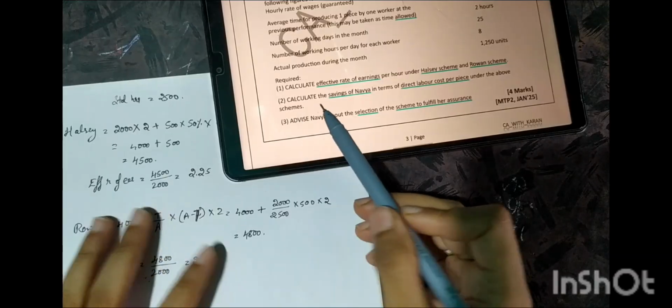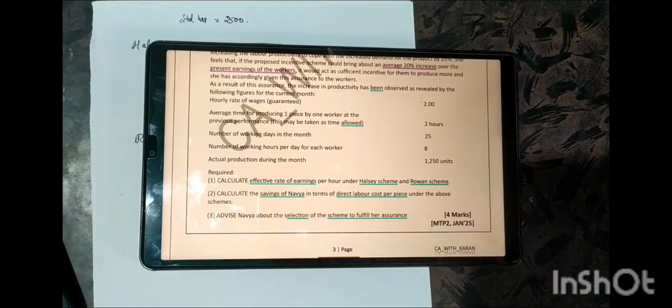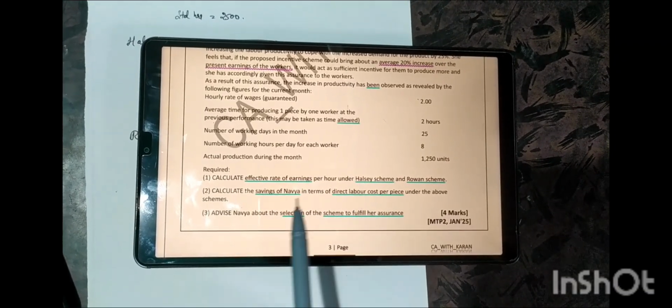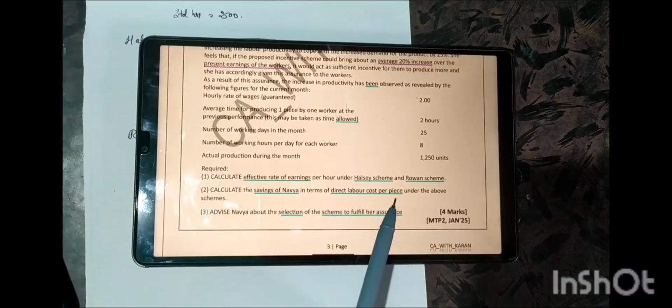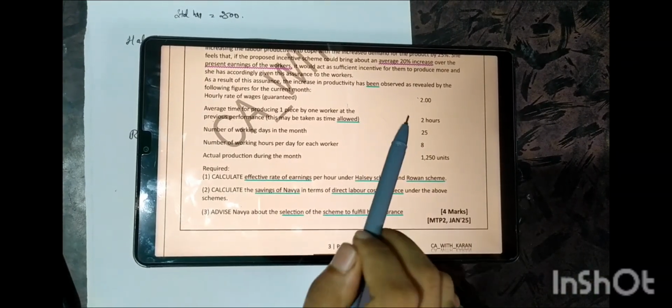The second question is: calculate the savings of Navya in terms of direct labor cost per piece under the above schemes. So what is her savings? They are asking for savings in terms of direct labor cost per piece. So what is the standard direct labor cost per piece? For 1 unit we need 2 hours, so 2 hours into 2 rupees, so it is 4 rupees.